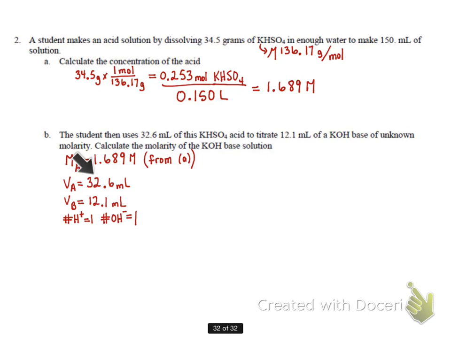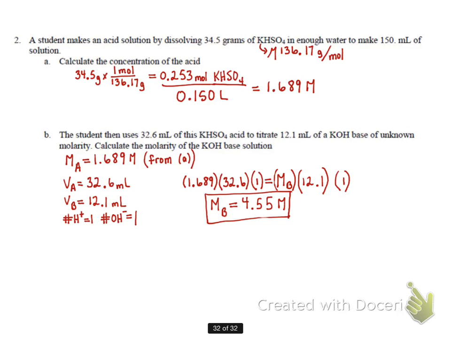So again, making a list of the stuff that we know. We have the molarity of the acid. That's from part A. We know the volume of the acid. We know the volume of the base. And we know that the number of protons is 1 because H has 1 proton. And then the number of hydroxides in sodium hydroxide is 1. We're going to be solving for MB, or molarity of the base. And that calculates out to be 4.55 molar.